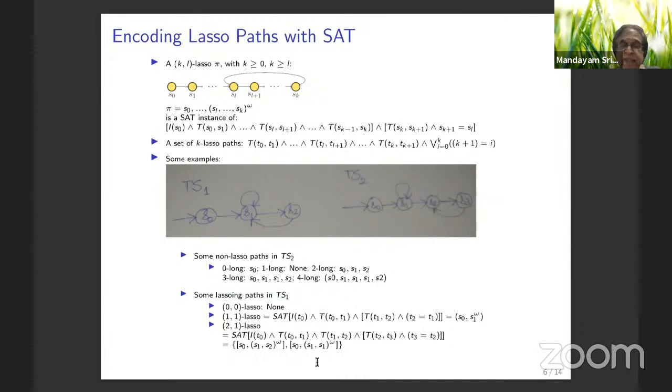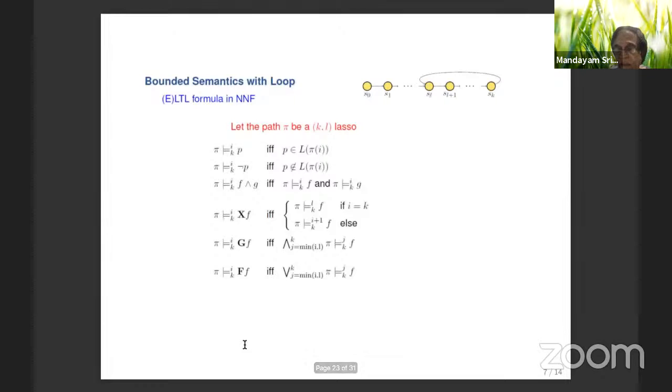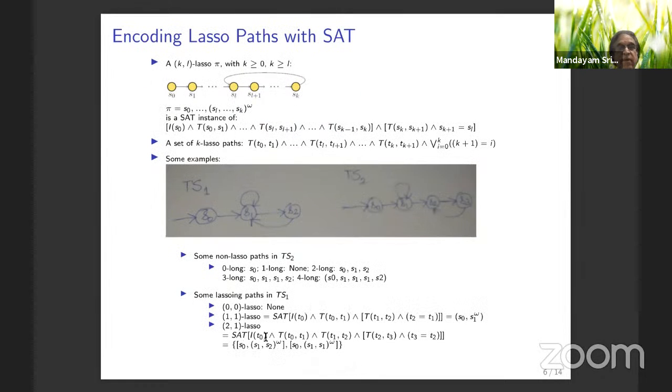So both these are possible 2-1 lassoing paths. That's how lassos are defined. And every lassoing path represents an infinite path.